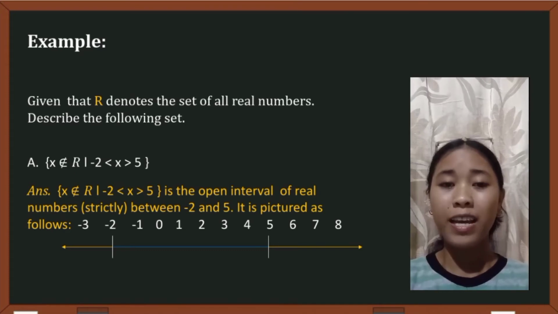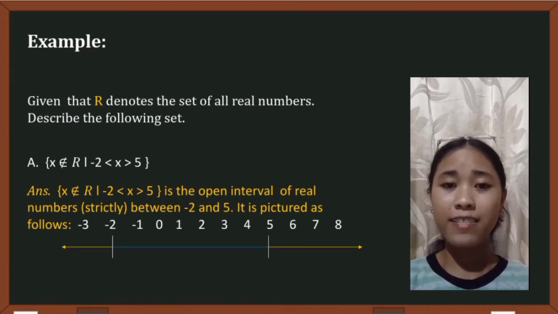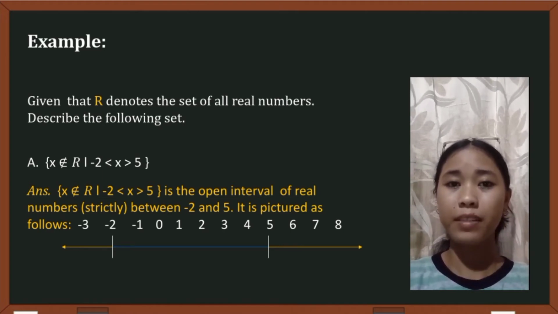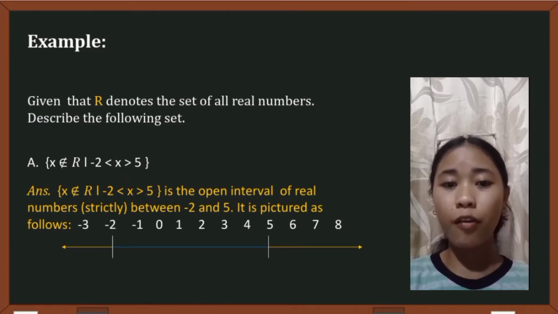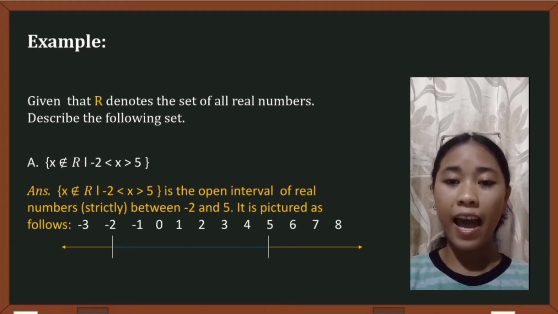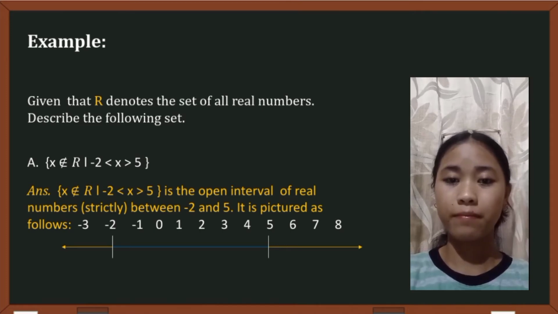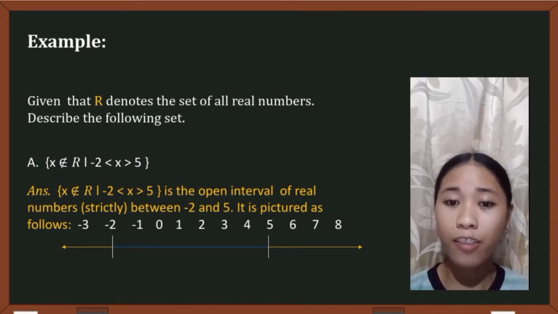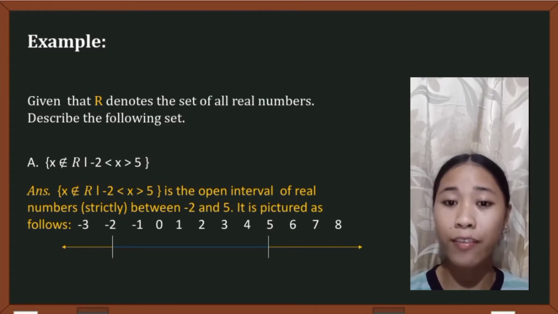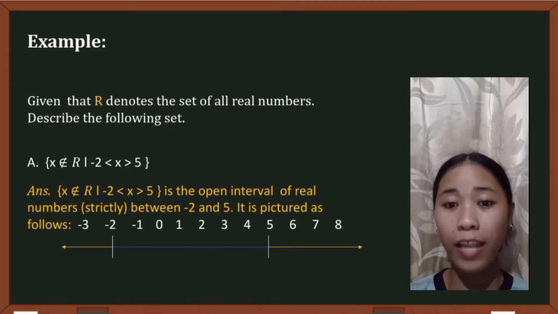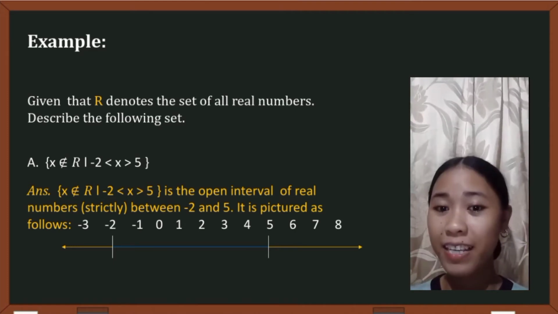For example, given that R denotes the set of all real numbers, describe the following. The answer is, the set of all X that is not an element of R such that X is less than -2 and greater than 5. Another example, the set of 1, 2, 3, 4, 5, 6, 7, 8, and 9 is the list of the elements. The set of all X such that X is a counting number less than 10. The next is the subset.